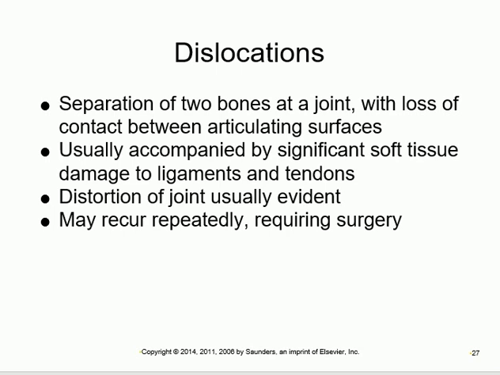Okay? Not like this. And why the shoulder specifically? Because this is too shallow. So it can easily go like this. And the hip, it's like this. It's not shallow. It's too deep. Okay? So dislocation is separation of two bones at the joint.